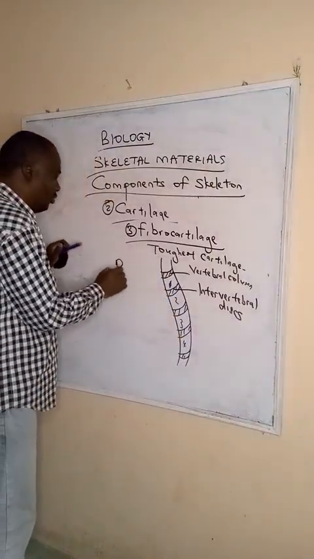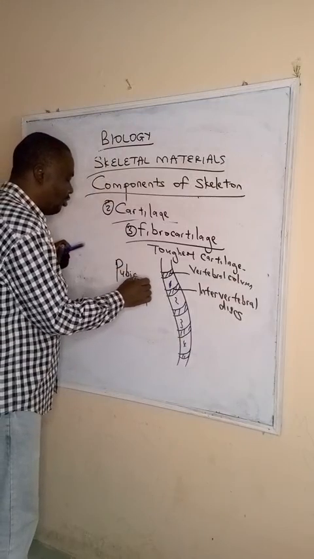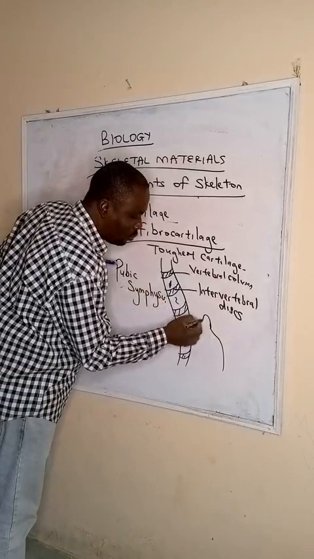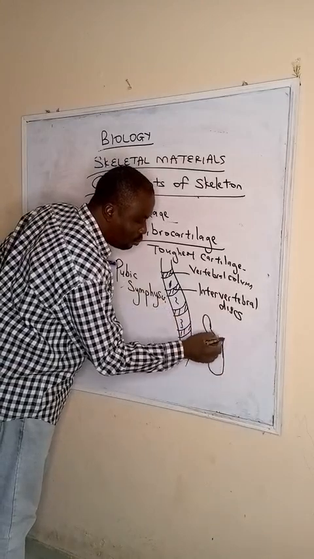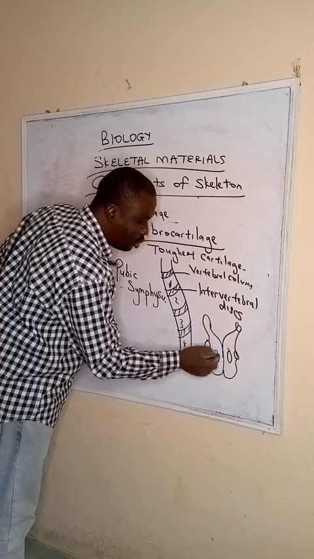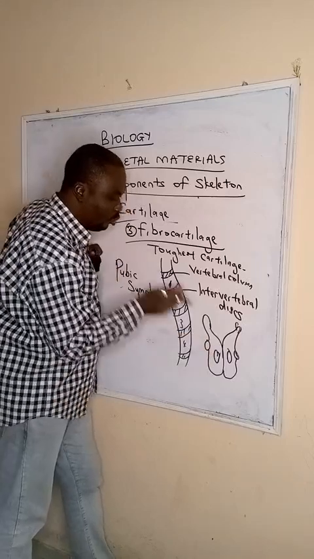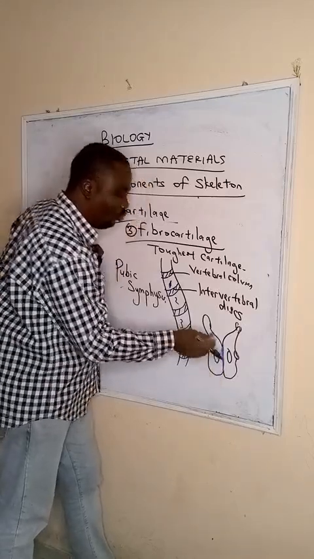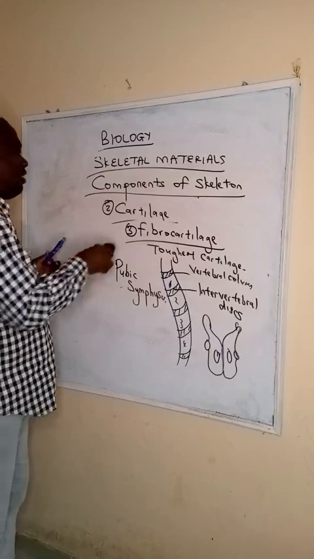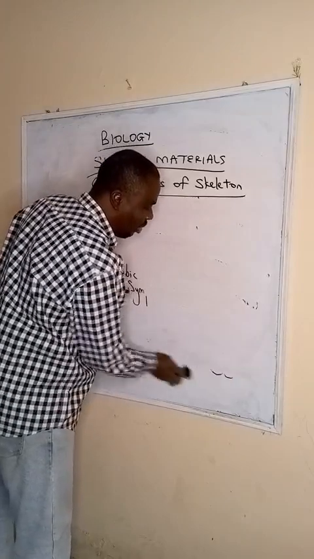Another one is the pubic symphysis. Pubic symphysis is found in between the hip bones. Look at the pubic symphysis now. This is the hip bone. The hip bone consists of the ilium, ischium, and pubis. This middle here is the pubic symphysis. It's a tough cartilage that holds the left and right hip bones together. That's fibrocartilage. So we've talked about cartilage and said we have three types: fibrocartilage, hyaline cartilage, and elastic cartilage.